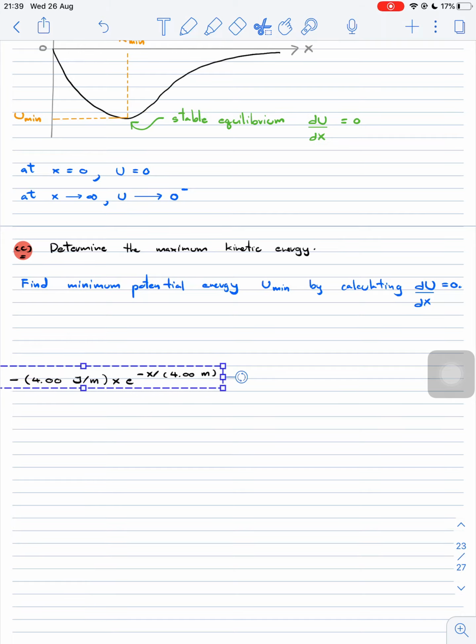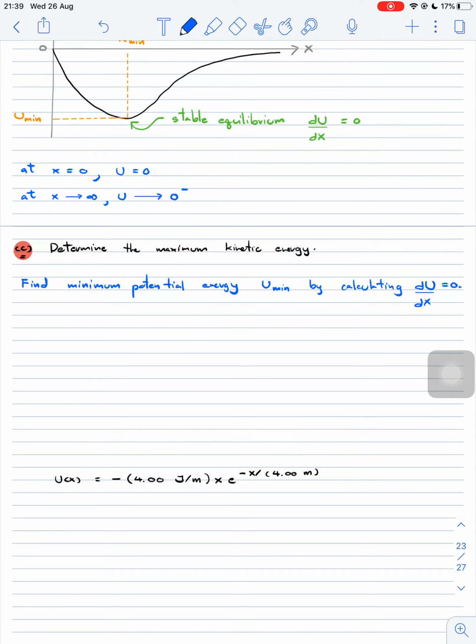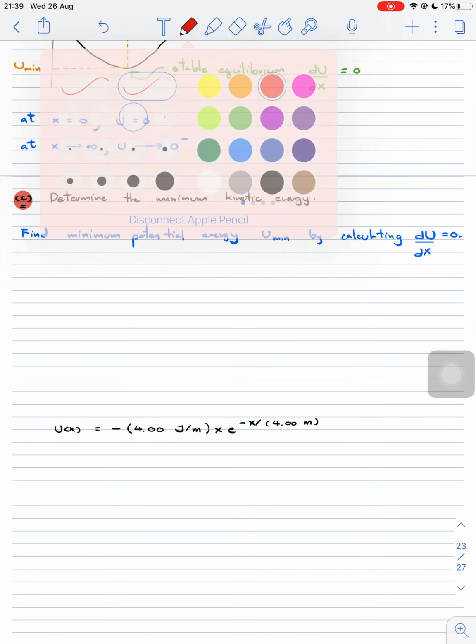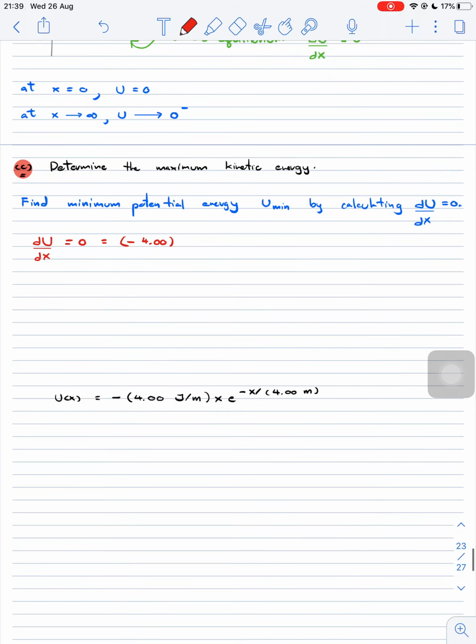Okay, so let's do it. Let's just start from the U here. So we have dU/dx equal to zero. This is constant, so just keep it. So we have the negative 4.00. Let me just ignore the unit joules per meter and the meter here. Just keep in mind that we have this unit already.